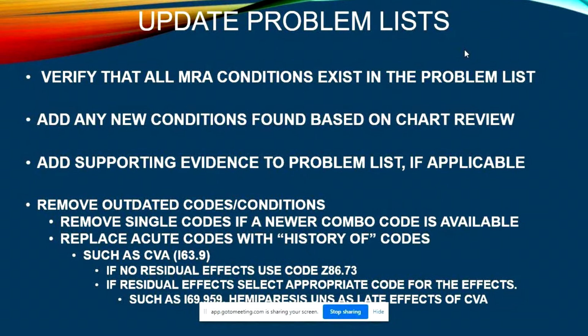And that would be for codes that maybe now have a newer combo code. So if the patient has CAD and angina, you want to remove the old code for just the angina and only leave the combo code for the CAD with angina. You want to remove your acute codes and replace them with history of codes if applicable. So you just want to make sure that that problem list is updated as possible, because that is where you're going to start pulling all of your MRA conditions from.